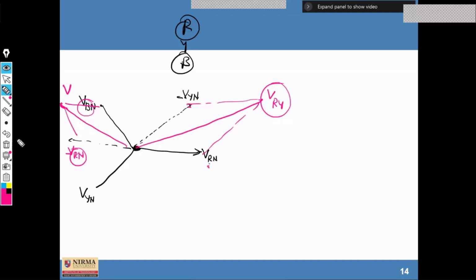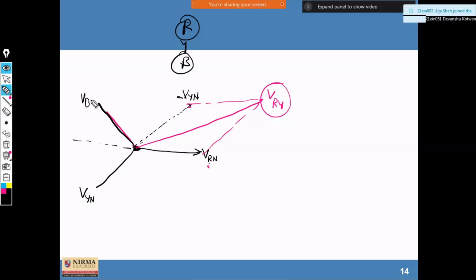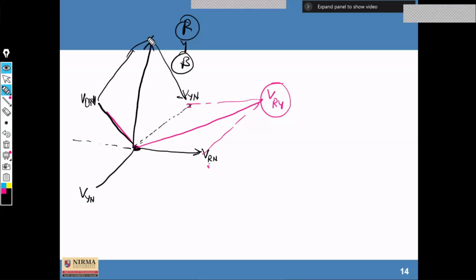Clear? So here, instead of placing this diagram here, can we place it again this way? I'm just rearranging all these terms. This is VBN, and now this is VYN. If we draw the resultant of these two, then we get another vector here, that is VBY. This is B and this is Y. So VBY. Similarly, we can also draw it for the third one.